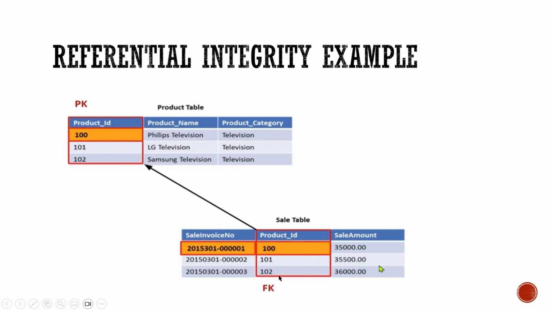Suppose I am adding 103 in the sales table. First it will check in the product table because it is referring to this primary key, right? If 103 is not present here, then it will not allow me to add it in the sales table. What we have to do then? First we have to create it in the primary table, the main base table. Only then will it allow us to add it as the foreign key. In a foreign key, duplicates are allowed and nulls are also allowed.